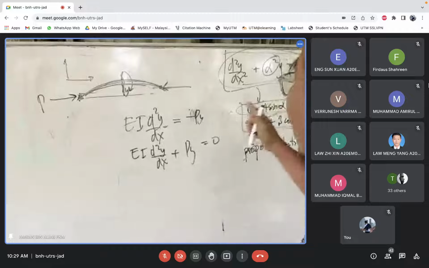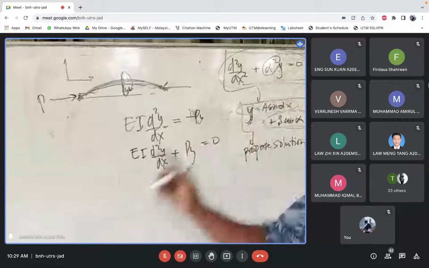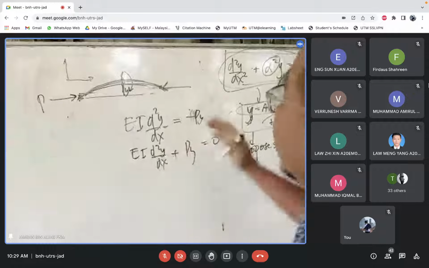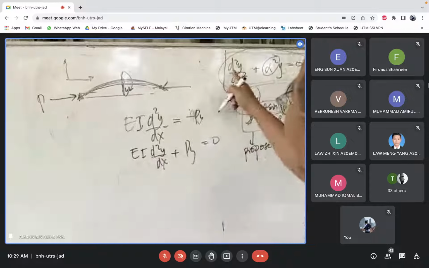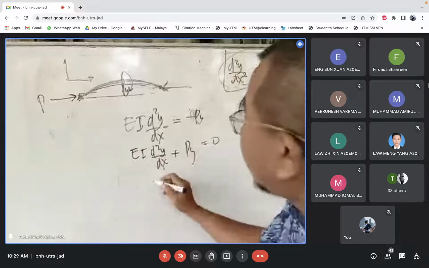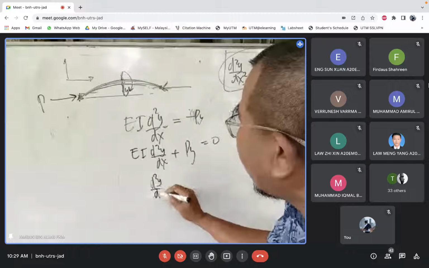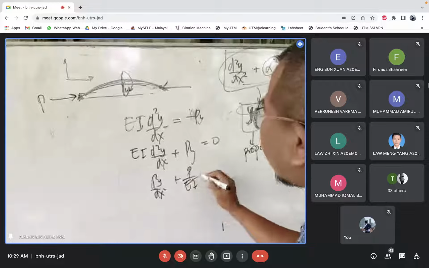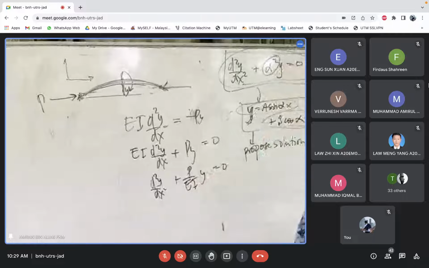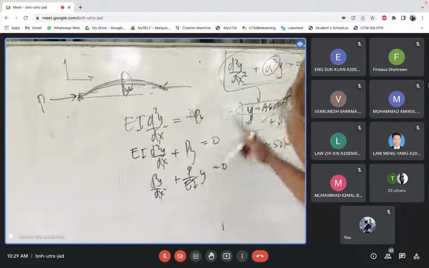So how do we make this one same like that? This is what engineering play around with mathematics. So we put that one, must leave d²y/dx². What do we have here? d²y/dx² put down there, plus P over EI times y equal to 0, right? Yes. So I want to make it like that.